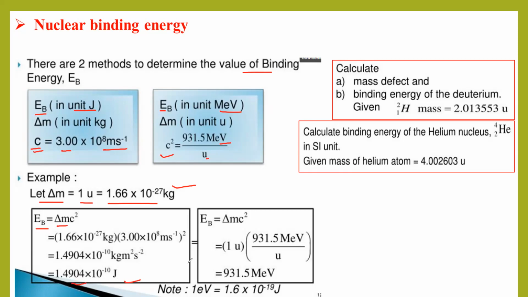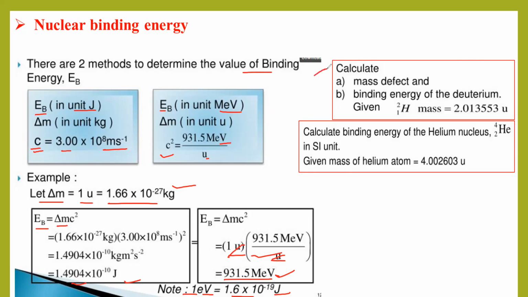And if we want to calculate the nuclear binding energy in mega electron volts, we have to use the value of C square like this. So 1 U, U cancels U, and it comes to 931.5 mega electron volt for a given mass. So 1 electron volt is 1.6 into 10 to the power minus 19 joule, that we have to remember. 1.6 into 10 to the power minus 19 joule is equal to 1 electron volt.